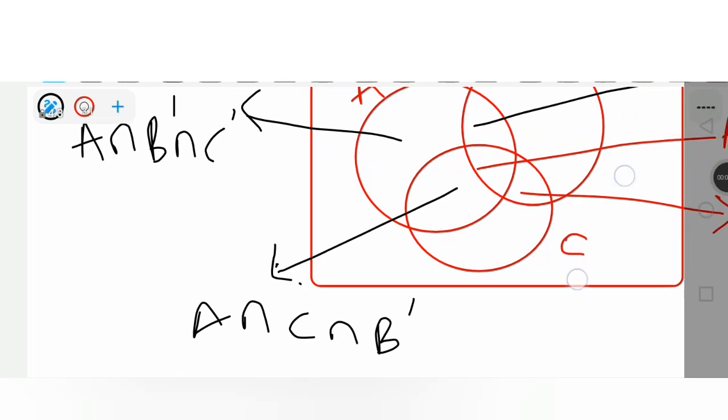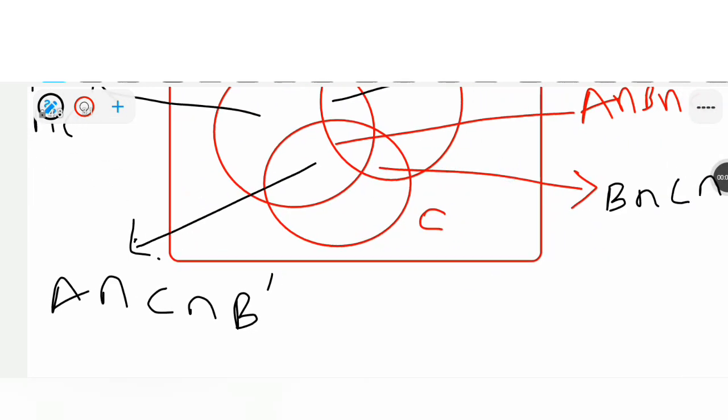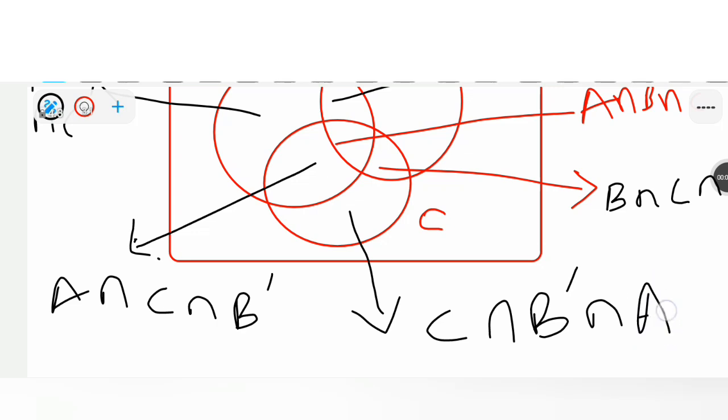This point, for example, the circle of A is not reaching there, the circle of B is not reaching there. So both of them must be primed. So you're going to get C, ordinary C, intersection B complement, intersection A complement, and so on like that.